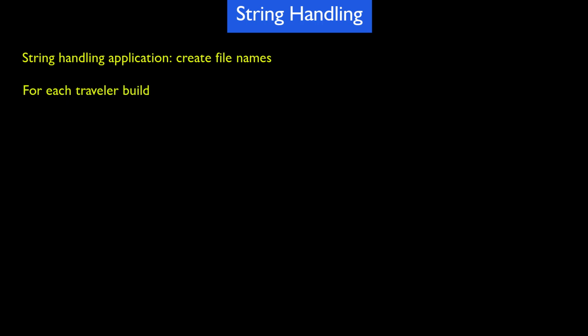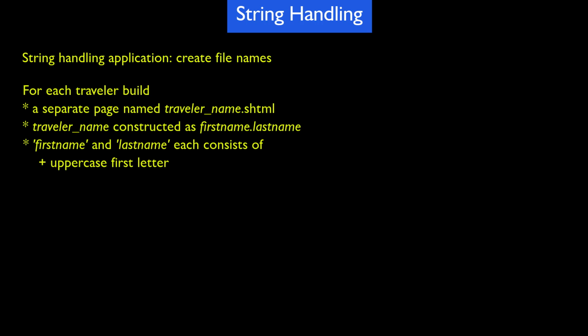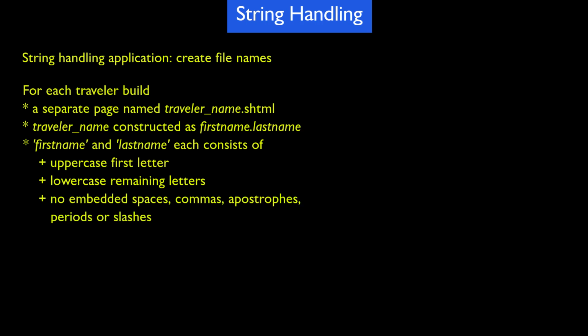When we get a new traveler for a trip, then I want to build a web page for that traveler named travelername.shtml, where traveler name will be constructed from the first name followed by the last name, with the further caveat that both first name and last name have an uppercase first letter, lowercase remaining letters, and no embedded spaces, commas, apostrophes, periods, or slashes, and no leading or trailing spaces. Note, I'm aware this does not reflect some national style, such as De La Costa might appear as a family name. But these strings are just for internal use, and they must be consistent, so they must follow these rules.